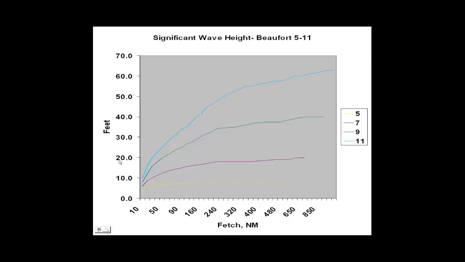Here is height for different wind strengths, height in feet. For different wind strength, the yellow is Beaufort 5, 7, 9, 11. And you see for different fetches how the wave heights will change. No matter what you do, a Beaufort 5 will level out at about 9 feet, regardless of the fetch. And these others will approximately level out. But you see the Beaufort 11 continues to build even with a 1,000-mile fetch.